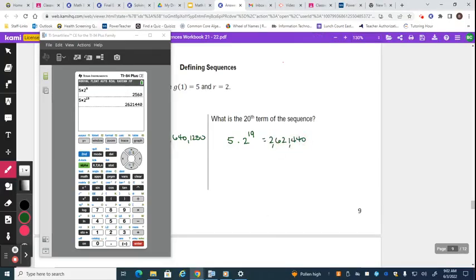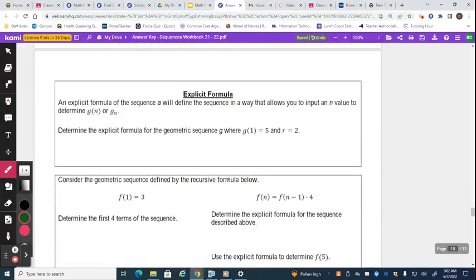So we get 2,621,440. So similar to the arithmetic sequences, our explicit formula is going to have n minus 1. This time it's going to be our exponent. So if we're starting with g of 5, or sorry, first term being 5, g of n is going to have the starting value at 5 multiplied by the common ratio raised to the n minus 1 power.